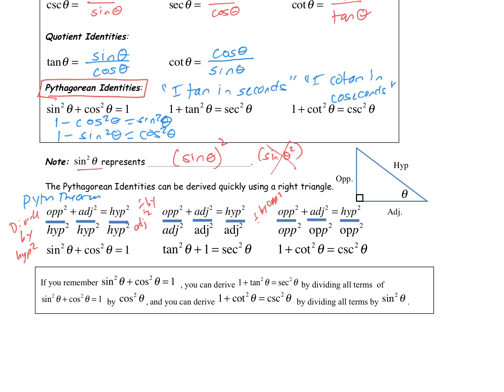And I have a little note at the bottom. So if you remember sine squared theta plus cosine squared theta equals 1, you can also derive 1 plus tangent squared theta equals secant squared theta by dividing all terms in this original relationship by cosine squared theta. And you can derive the third one by starting with sine squared theta plus cosine squared theta equals 1 and dividing all the terms by sine squared theta. And then you'll get 1 plus cotangent squared theta equals cosecant squared theta. You can also remember the little mnemonics, "I tan in seconds" and "I cotan in coseconds."